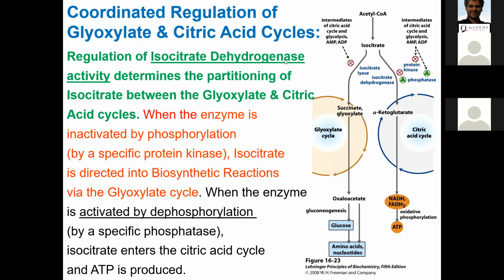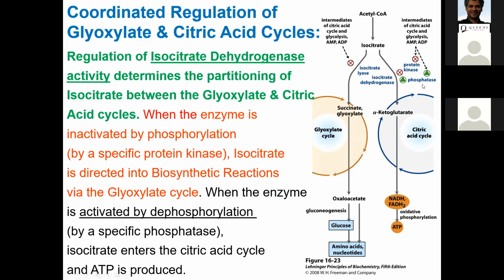So this isocitrate dehydrogenase can be regulated by a protein kinase as well as a protein phosphatase. Okay, when the protein kinase is activated, it will go and phosphorylate isocitrate dehydrogenase. Once isocitrate dehydrogenase is phosphorylated, it will become inactive, right? Once it is inactive, isocitrate will go through the glyoxylate cycle to make glucose, right? It will go into the biosynthesis pathway.